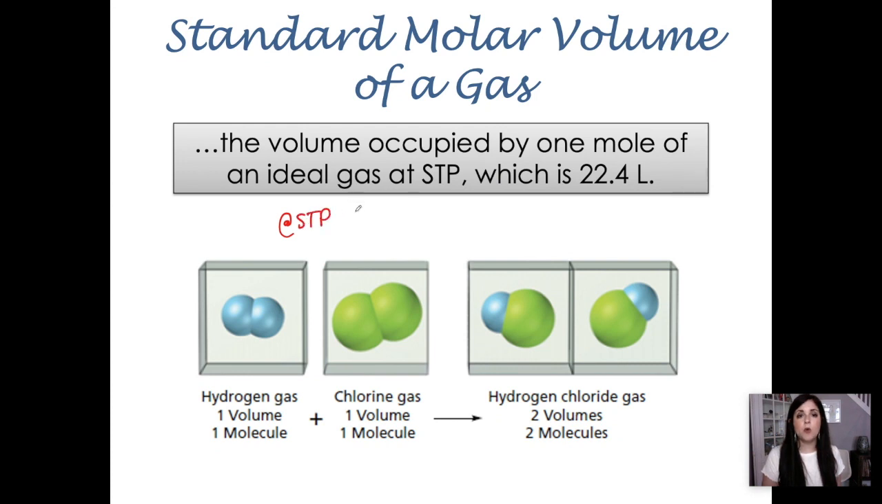So at STP, let's just take some notes here. At STP, 1 mole of a gas equals 22.4 liters.